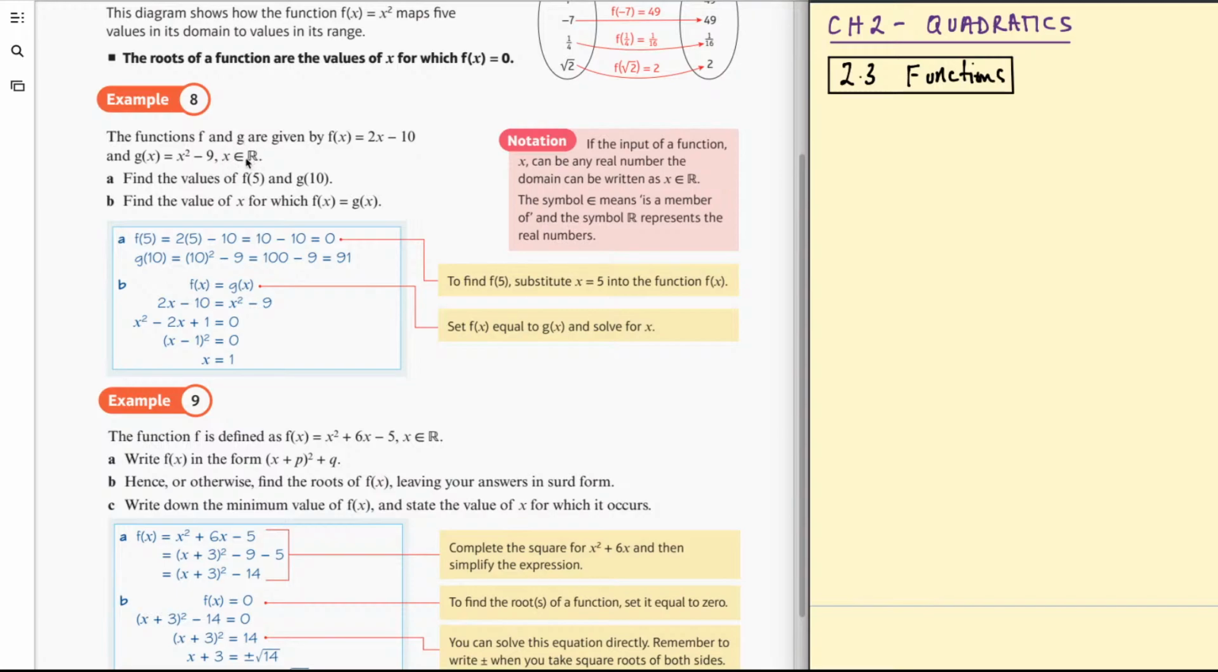Perhaps they're expecting you to know that from GCSEs, possibly. But this means the real numbers, so pretty much all of the numbers we usually work with. Part A says find the values of f of 5 and g of 10.